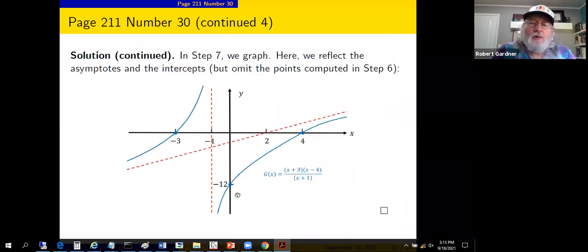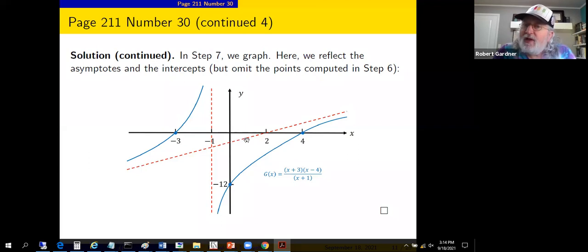So vertical asymptote at -1, the function went up on the left and down on the right, right? That's what we deduced from the fact that the function is above the x-axis here and below the x-axis here. It's -1 to 4. We had it below the x-axis. Above the x-axis on the right and below the x-axis on the left. So the graph must look something like this.